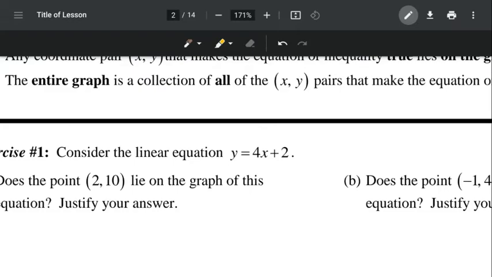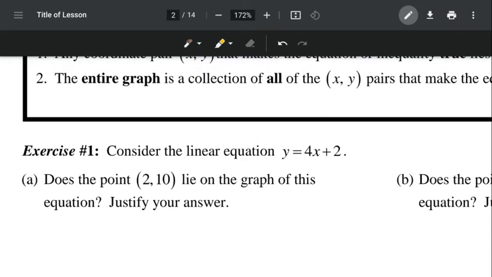So if you look at exercise number 1, it says consider the linear equation y equals 4 times x plus 2. Consider just means look at. Part A says, does the point 2, 10 lie on the graph of this equation? Justify your answer. So justify just means show some work. And they tell us we have the point x equals 2, y equals 10. So to see if this thing is true or false, I'm going to plug a 10 in for y and a 2 in for x. See if it's true or false.